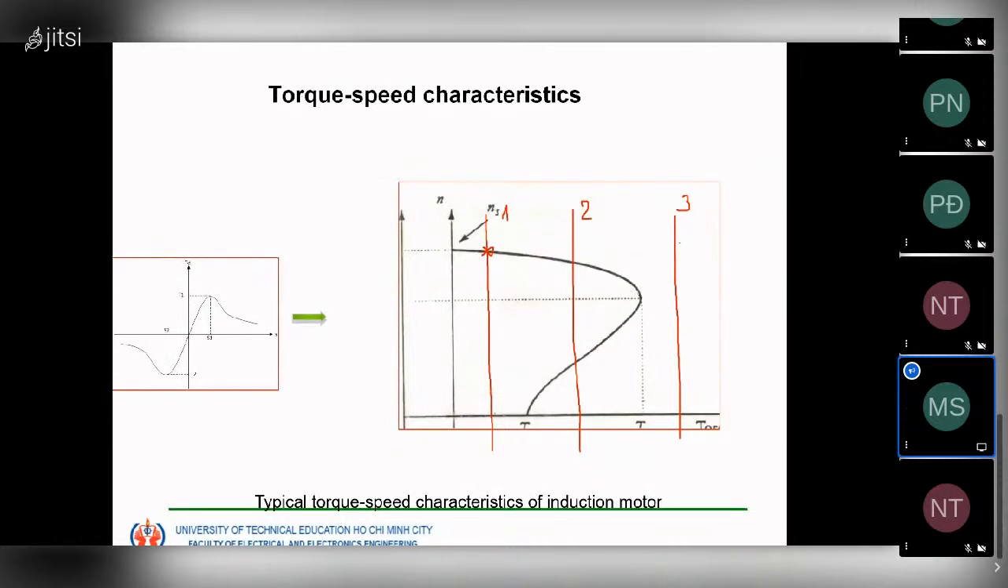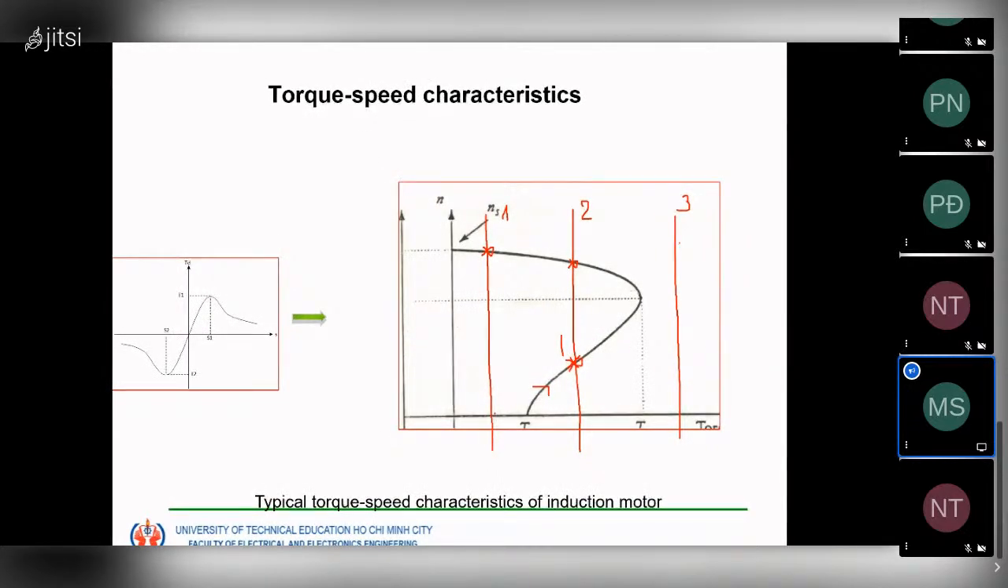With the second type of lifting load, we have two cross-section points here. At the first time of starting, this AC motor cannot drive the load because the starting torque is smaller than the load torque. However, the AC motor continues to accelerate.